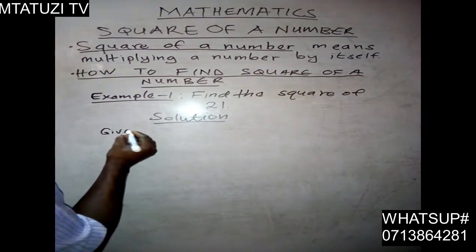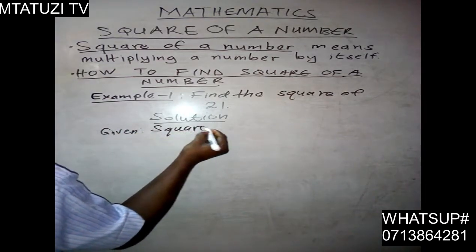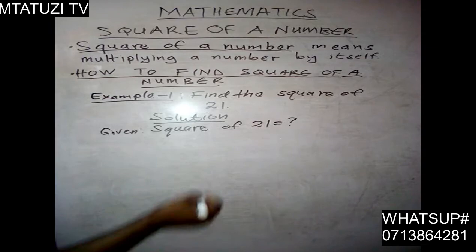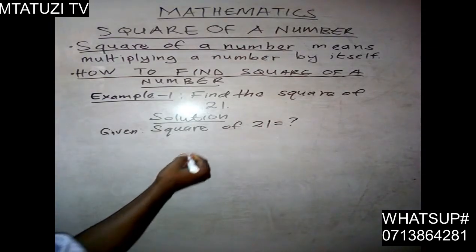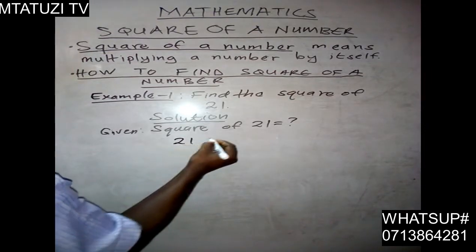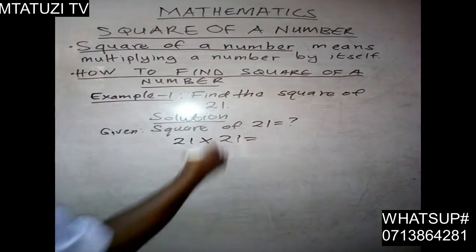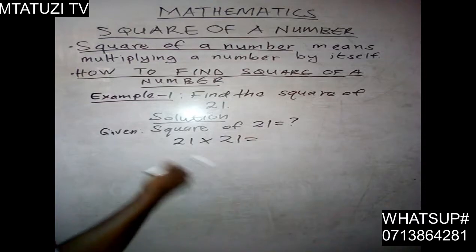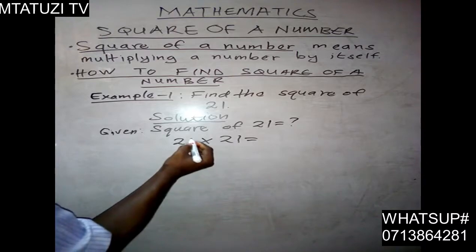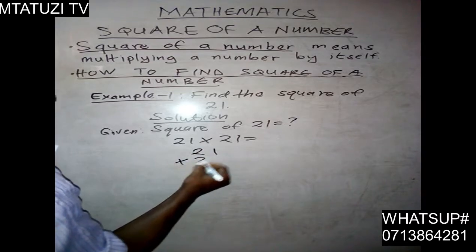Given: square of 21 is equal to how much? Since we are required to find the square of 21, we have to multiply 21 by 21. When you multiply this number, you will get the square of 21. In order to multiply it well, we are going to use the vertical method of multiplication. So we write 21 times 21.